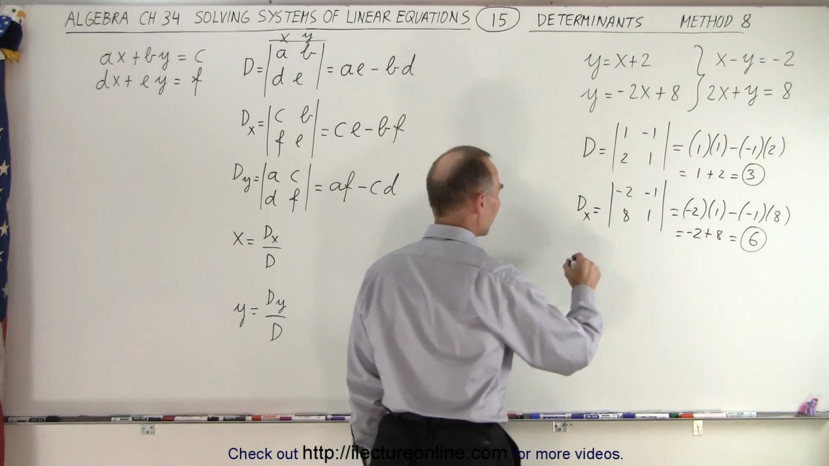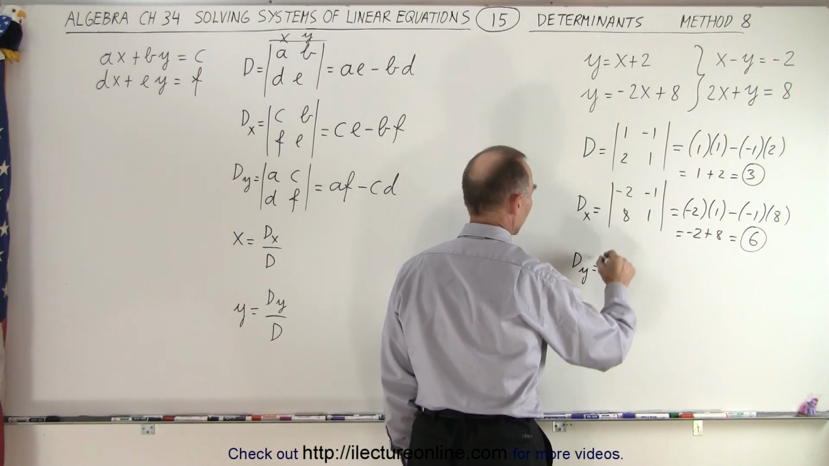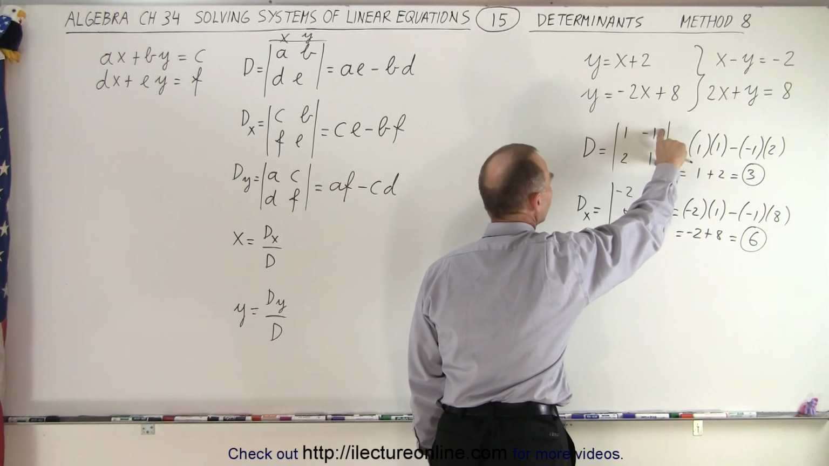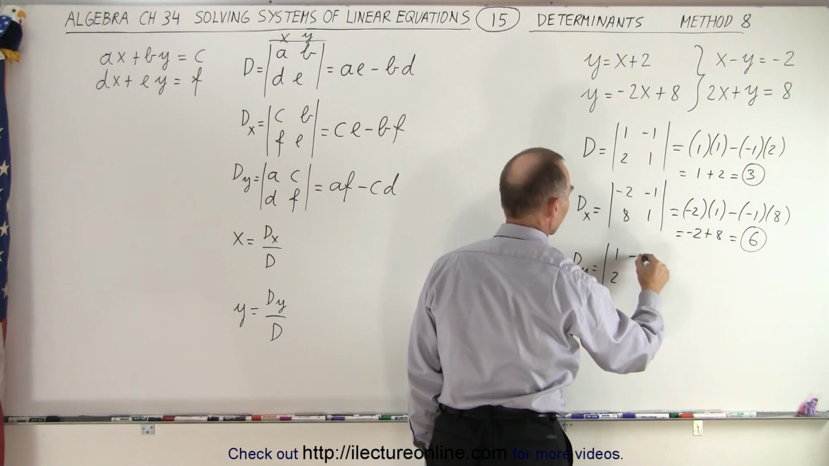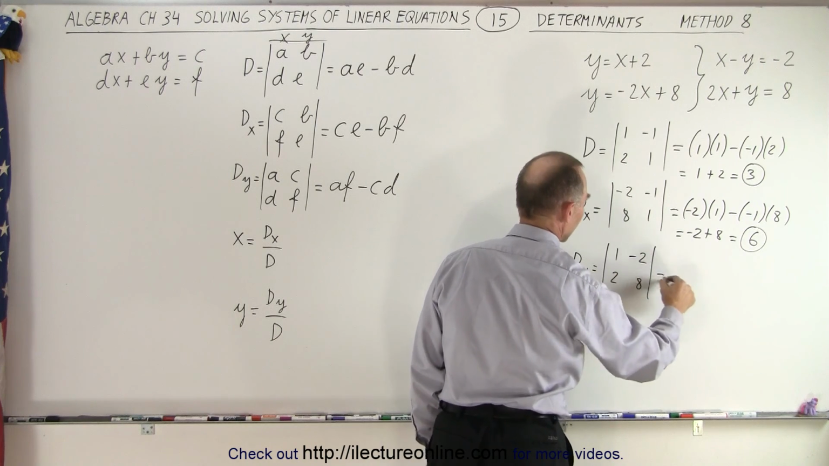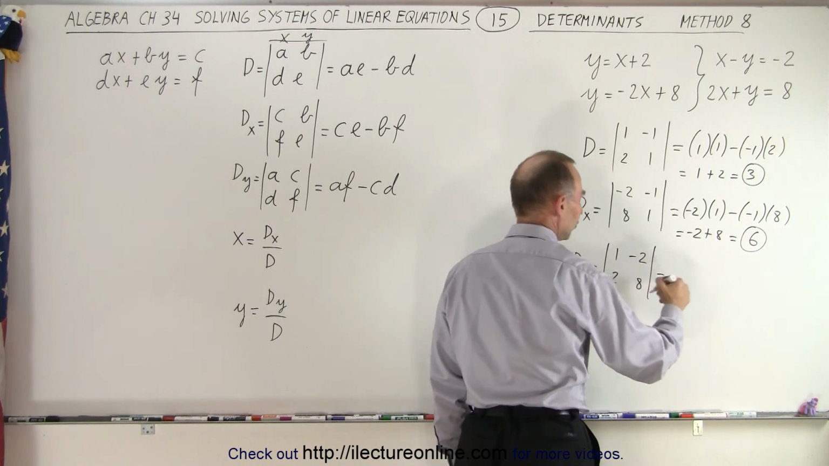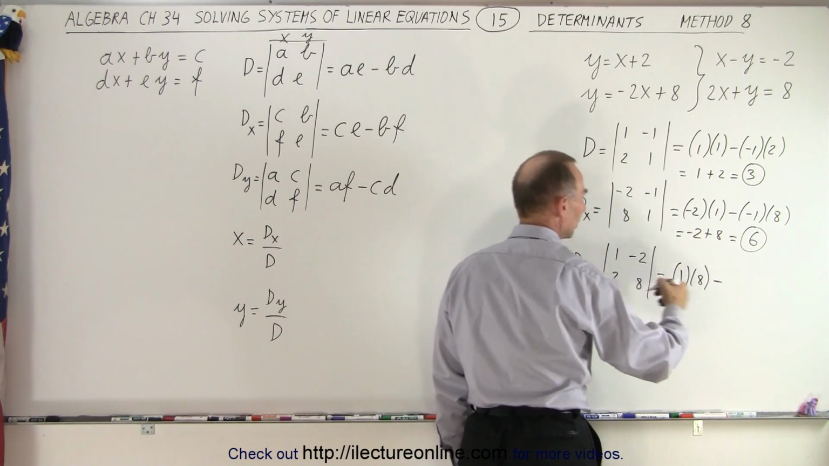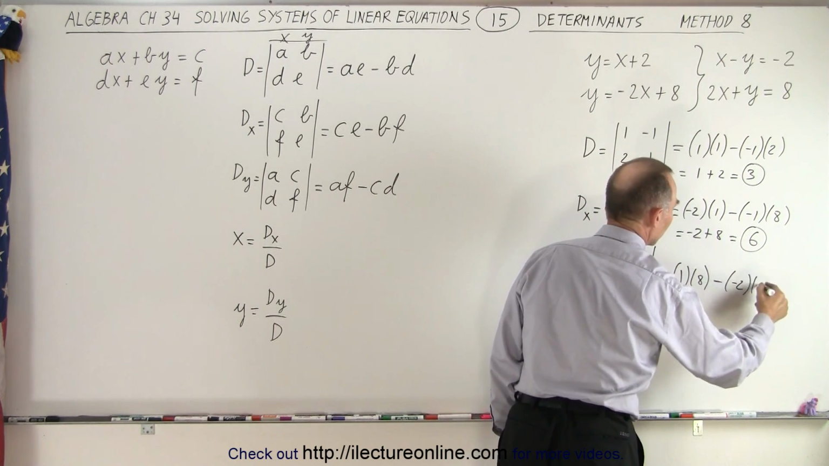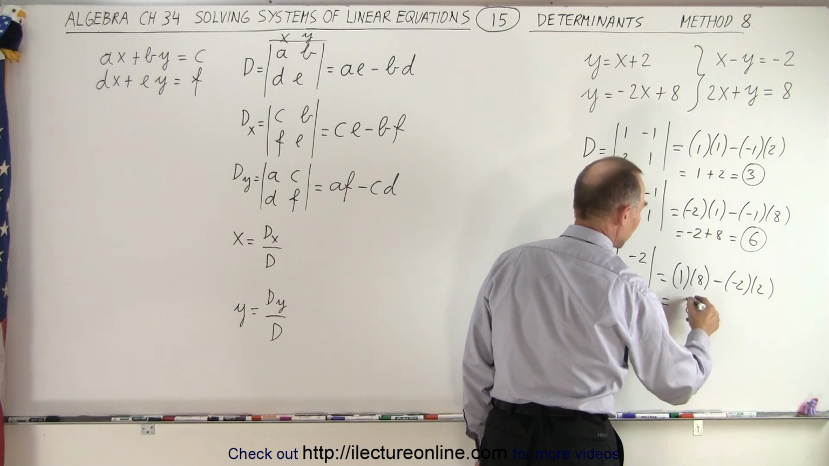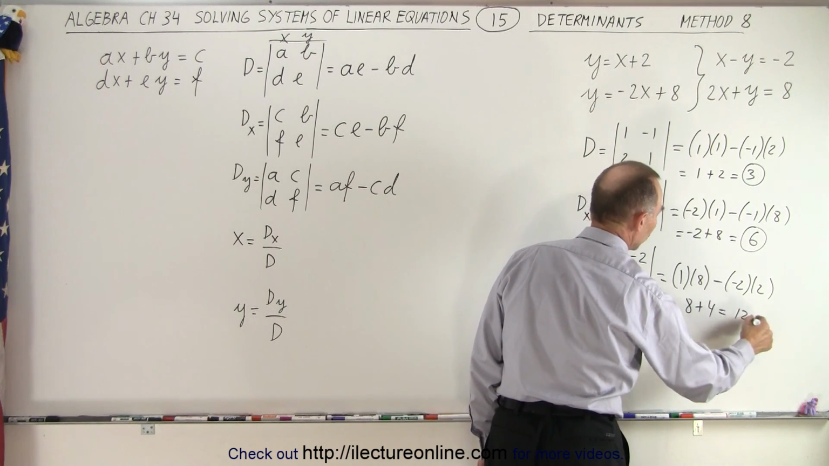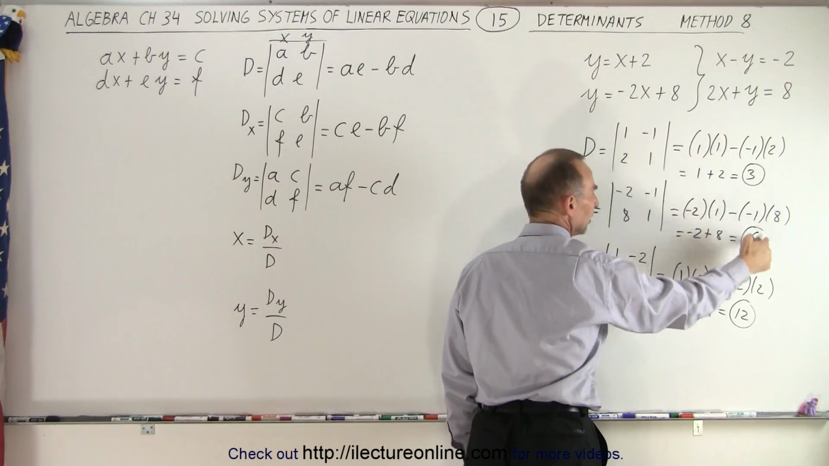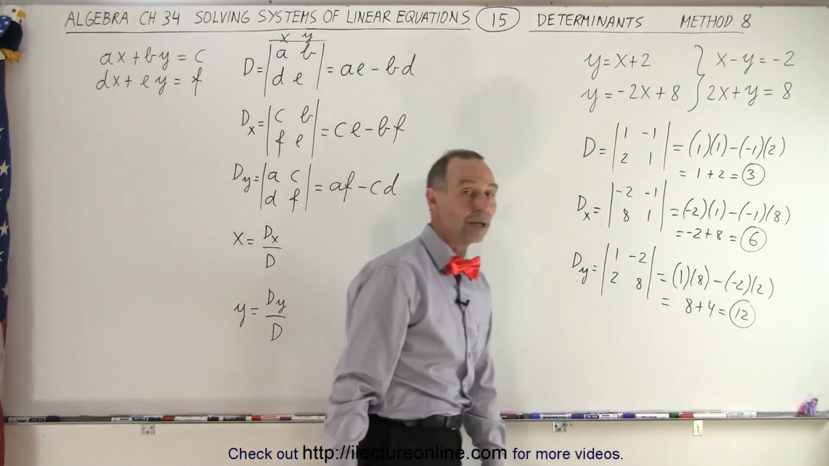Okay, now D sub y. So I'm going to take the first two numbers like before, and I'm going to replace those two by -2 and 8. And I multiply these two together, so 1 and 8, minus multiplying those two together, which is a -2 and a 2. Notice that this is 8 plus 4, which is 12. So I have my three determinants: D, D sub x, and D sub y.